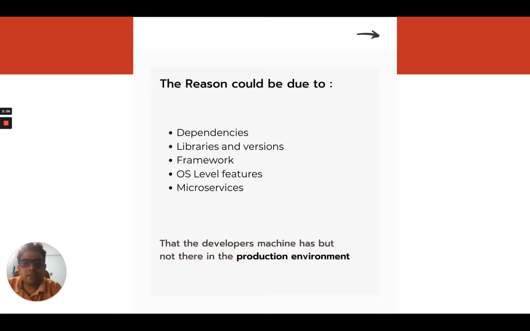Now we have seen that there are multiple reasons for code not to run on another server. Even if it runs locally, there may be many reasons it doesn't work on other machines. For example, there may be some dependencies which are not available on the new machine, or the libraries are not available on the new server, or the frameworks, or the OS level features, or the microservices, or anything which is needed but not available. That is one of the reasons the code which runs on your machine doesn't work on production or any other environment.